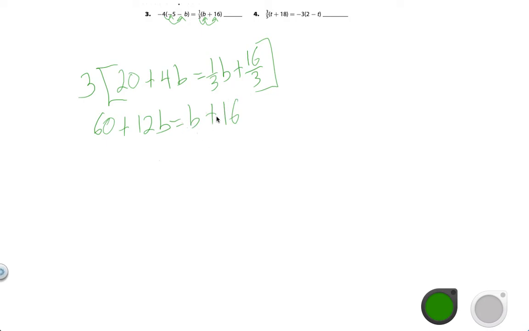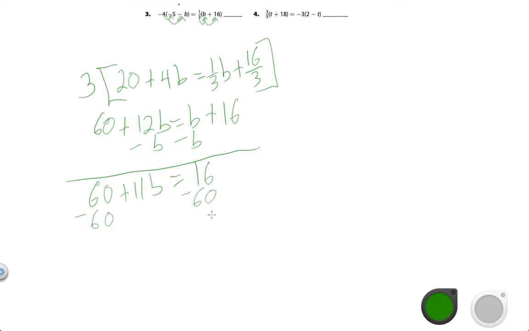I don't want my b on this side, I want all my b's on the other side, so I'm going to subtract b from both sides. And that leaves me with a 60 on this side. 12b minus 1b is 11b. And b minus b is 0. Bring down my 16. I'm going to subtract 60 from both sides. And that's going to give me 60 minus 60 is 0. My 11b comes down. And 16 minus 60.